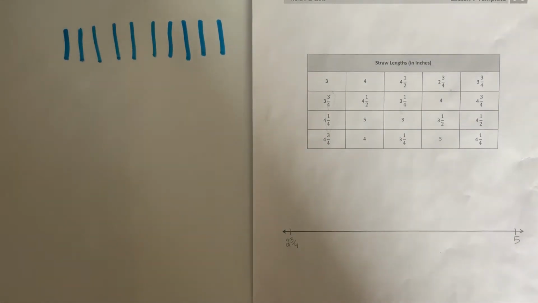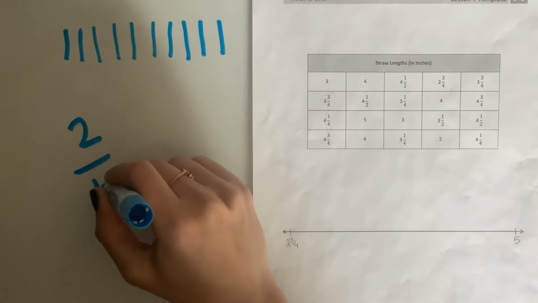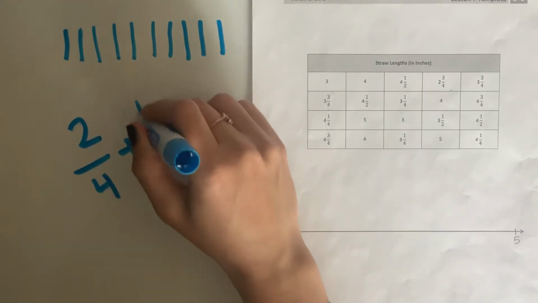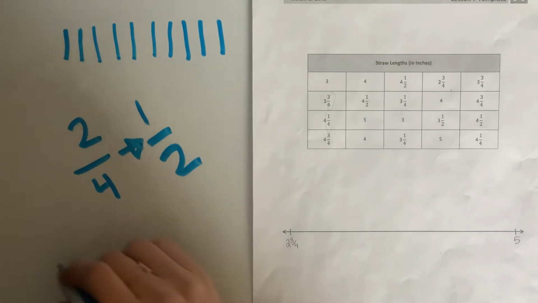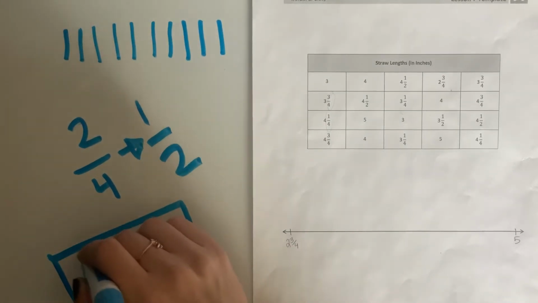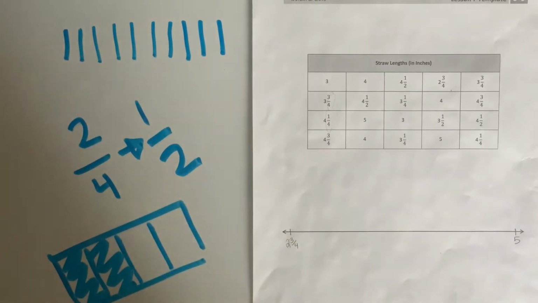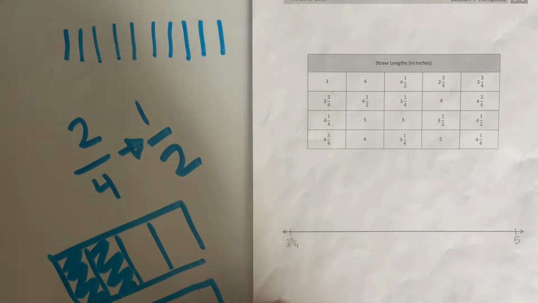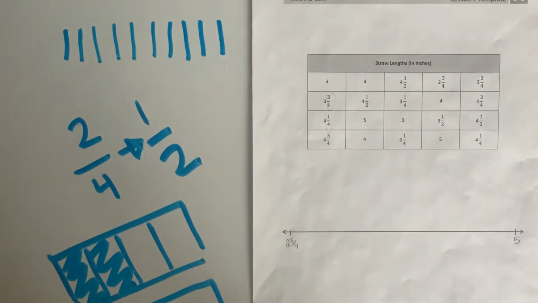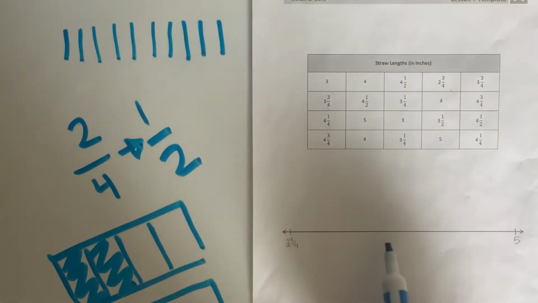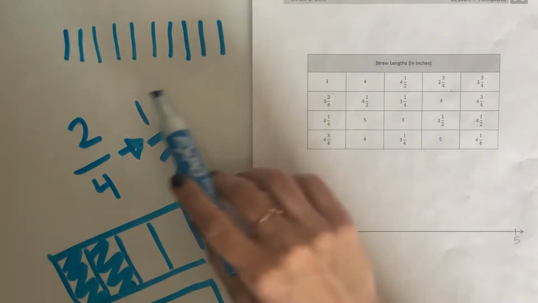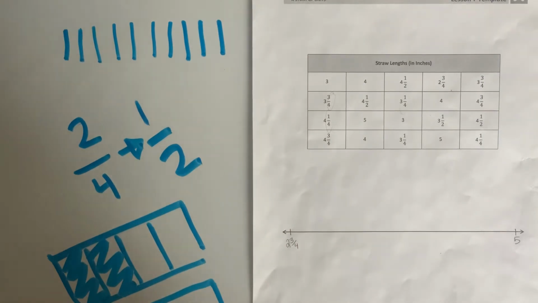So when we're doing this, we've got to remember that as we were counting, you might have said 2/4. 2/4 is the same thing as 1/2, right? Because if we were to draw this out here, we have our fourths, so 1/4 plus 1/4 is the same thing as 1/2. So when we're doing this, we want to make sure that we say 1/2 rather than putting 2/4. Okay.